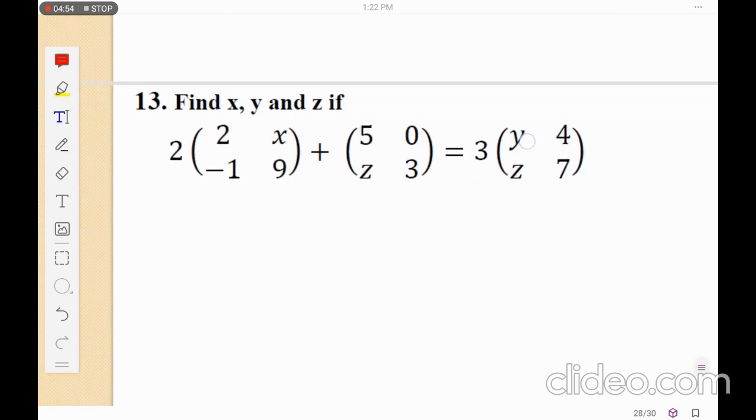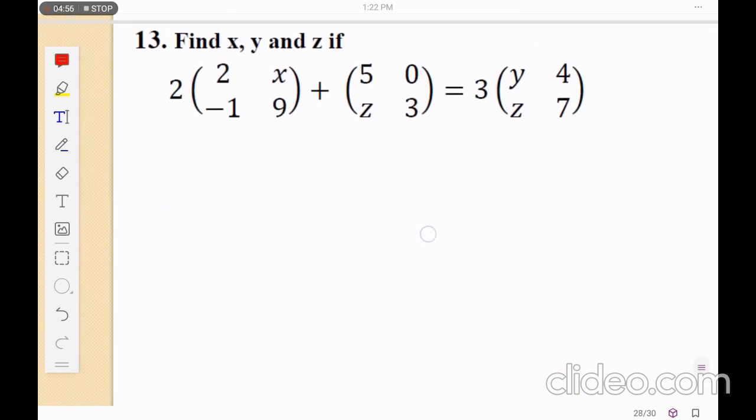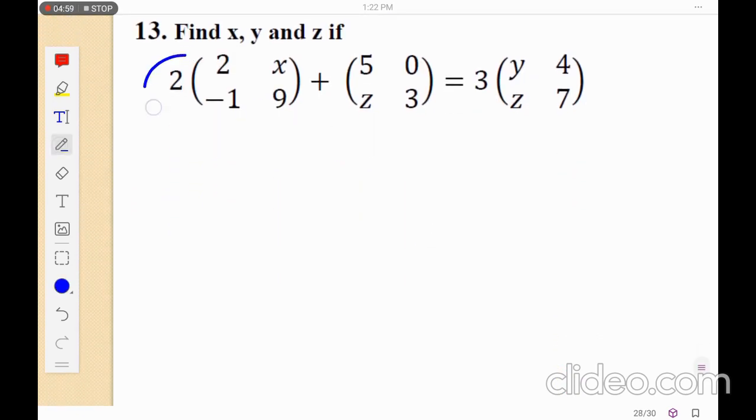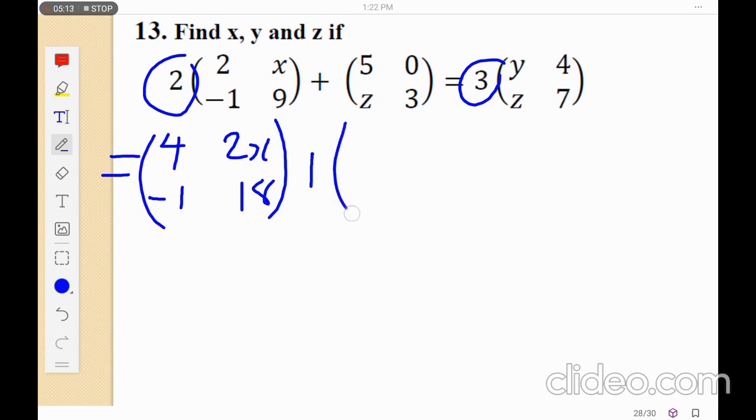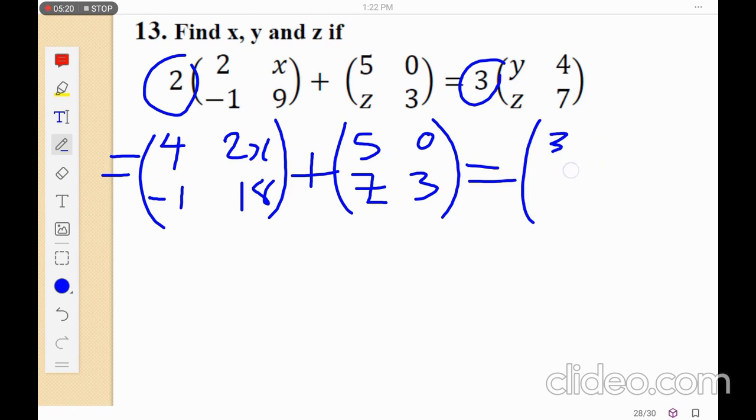Okay, now the last of the last. Okay, first of all, you multiply each element with the scalar, and we remove those scalars. So I'll do that. So for the first one, I'll have 4, 2x, minus 1, 18, plus, I'll write that one as it is, 5z, 0, 3. Okay, then the other one is going to be 3y, 12, 3z, 21. Okay, so these are the numbers that I have there.